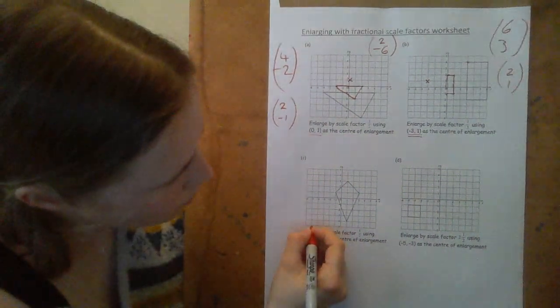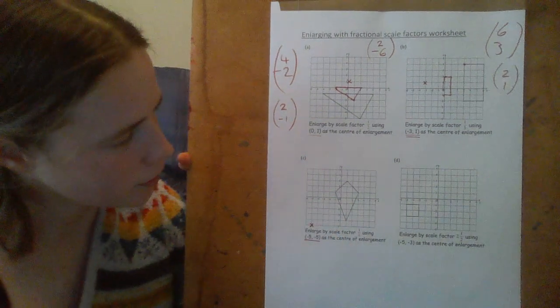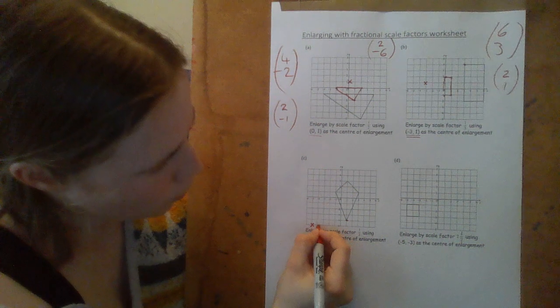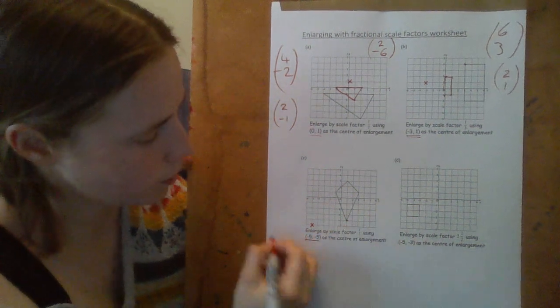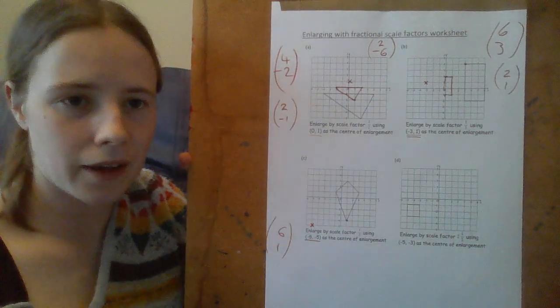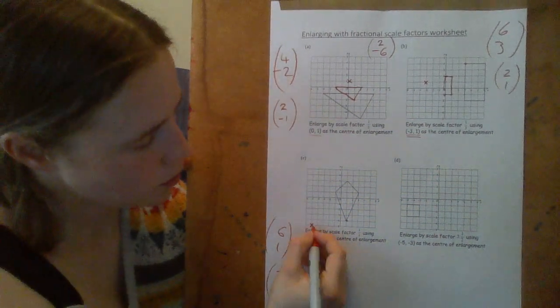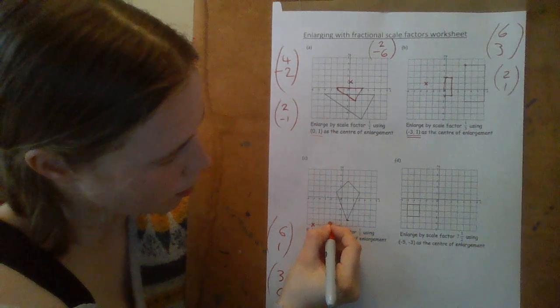Okay. Next one, I've got scale factor of a half, and I'm going through centre of enlargement minus 5, minus 5. So I'm going to pop that on first of all. Okay, let's start with this point here at the bottom of the kite. That would be 1, 2, 3, 4, 5, 6, 1. Half of that is 3, 0.5, or 3 and a half.